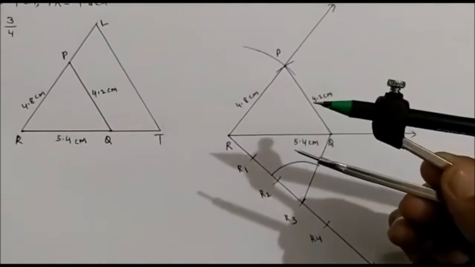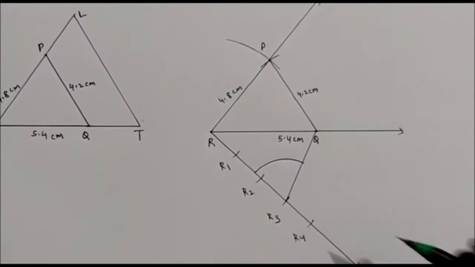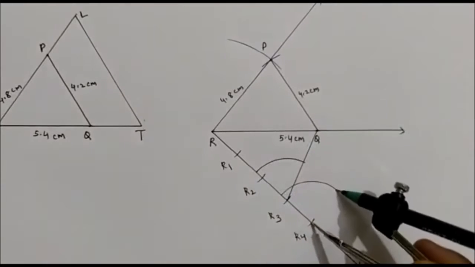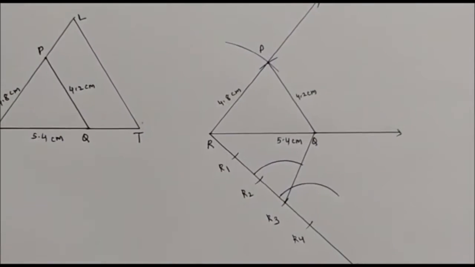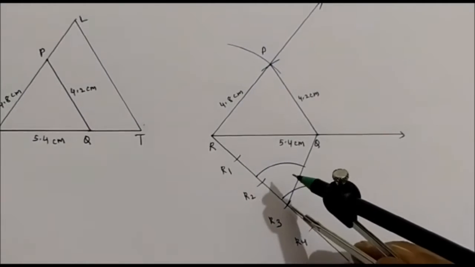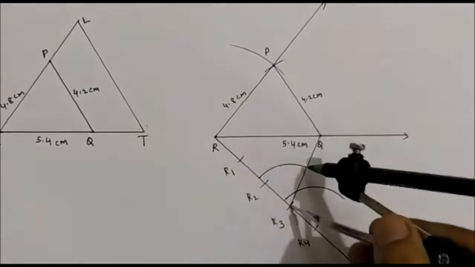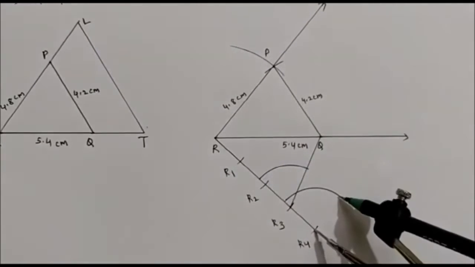Now don't change the distance, and with the same distance keep it on R4. I repeat, keep it on R4 here, and draw an arc from here also. You can see that, students, you can draw from here also. I repeat once again: first you keep it on R3, and from here you draw the arc. Then again keep it on R4 and draw the arc.